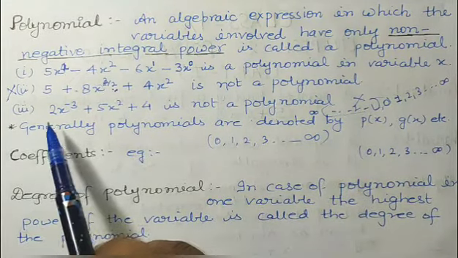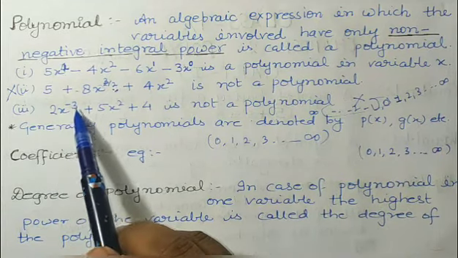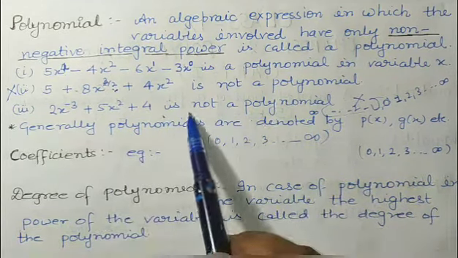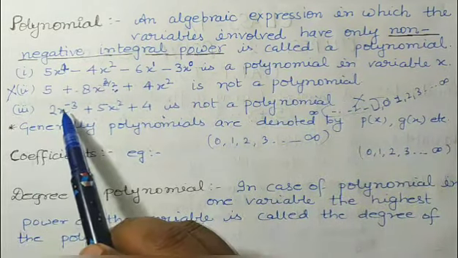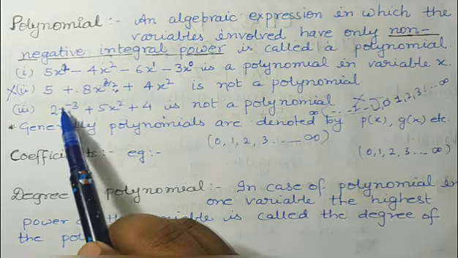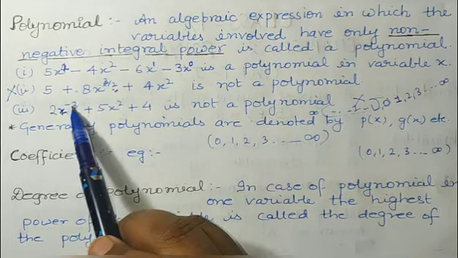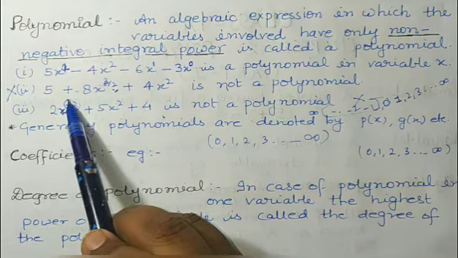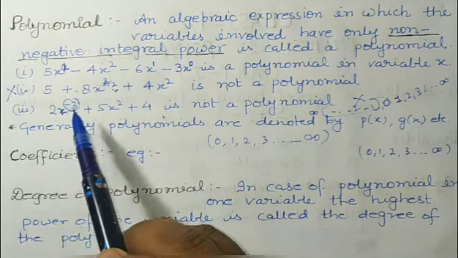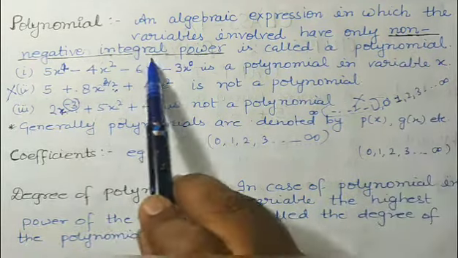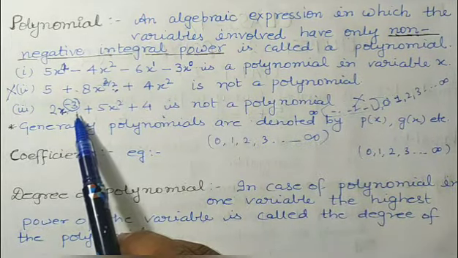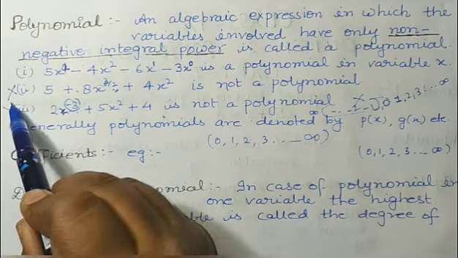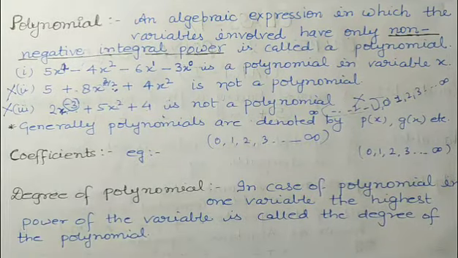Okay students. Now third example is 2x to the power minus 3 plus 5x square plus 4 is not a polynomial. Why is it not a polynomial? Because here the variable x has its power as a negative integer, and the condition was what? Only non-negative integral power, which means the power should not be negative. So it will also not be a polynomial.